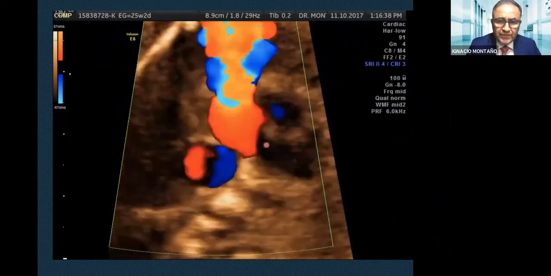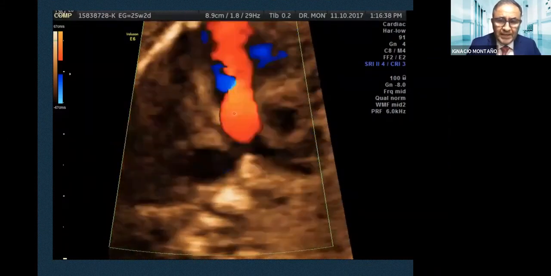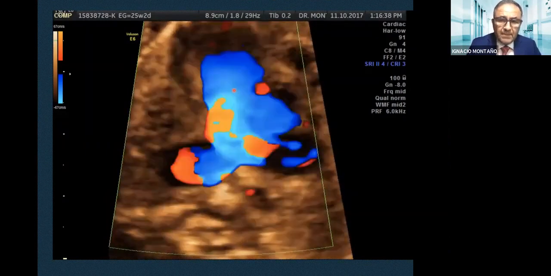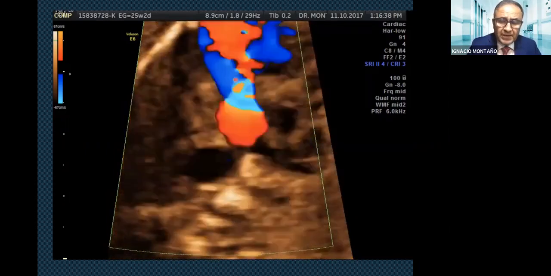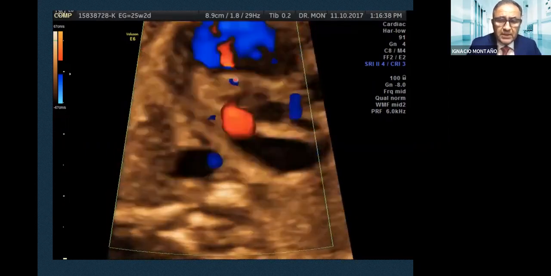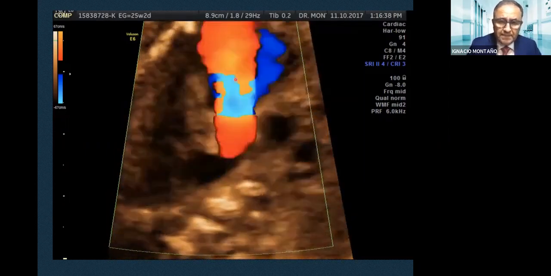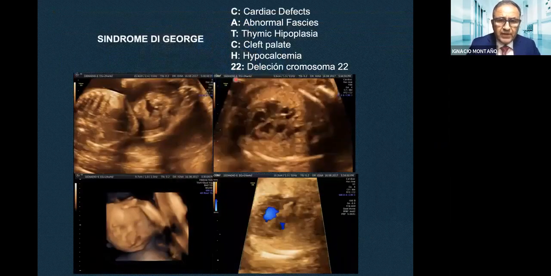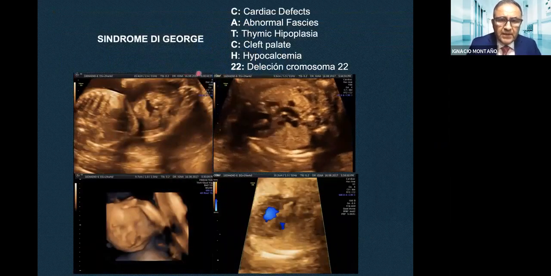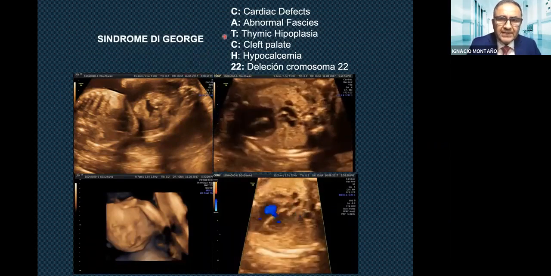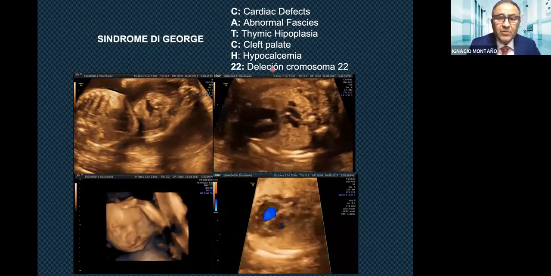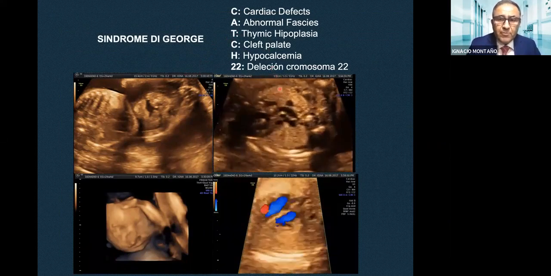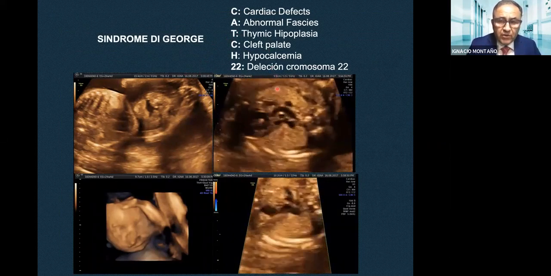In this case, there is agenesis of the ductus arteriosus. The flow reverses, dilates the pulmonary branches, will dilate the pulmonary trunk, will dilate the right heart chambers, will cause cardiomegaly, and may even lead to hydrops and fetal demise. This condition has been associated with DiGeorge syndrome, and it comes from the abbreviation of the English acronym CATCH22, in which there will be a cardiac defect, facial anomalies, thymic hypoplasia, cleft palate, hypocalcemia, and deletion of chromosome 22q11.